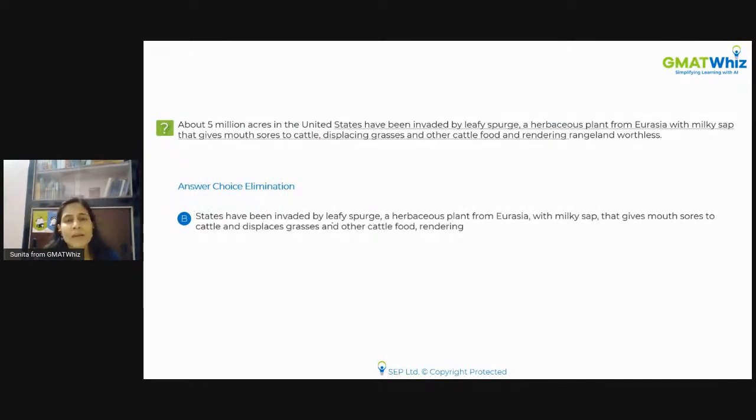So have been invaded by the leafy spurge, so far so good. A herbaceous plant from Eurasia. Now see, this is non-essential information within commas. So with milky sap can actually be removed and read. Okay, so you can continue by reading a herbaceous plant from Eurasia with milky sap. So milky sap is within commas, non-essential information. A herbaceous plant from Eurasia is again within commas. You can also say this is non-essential information.